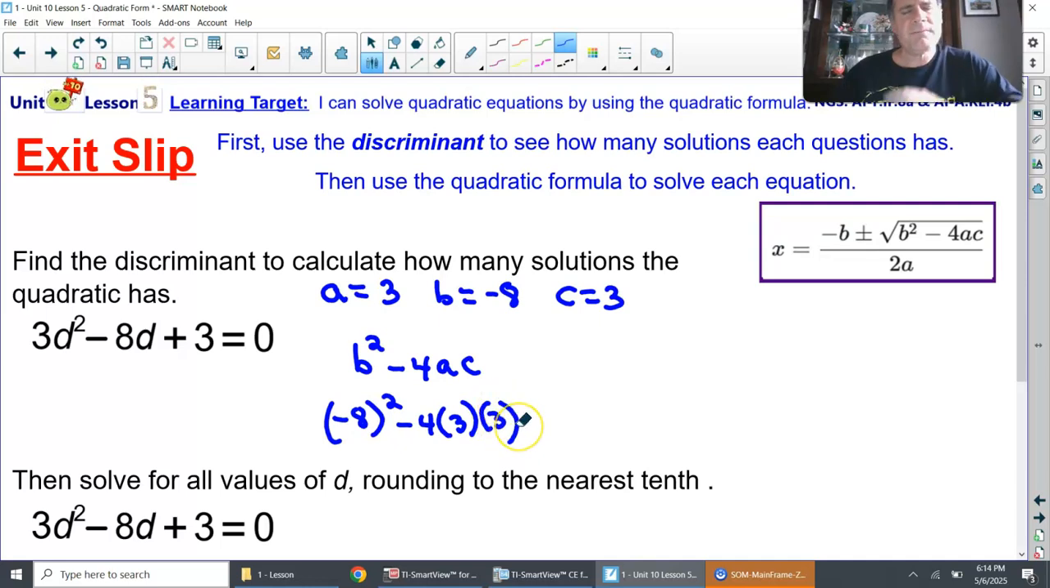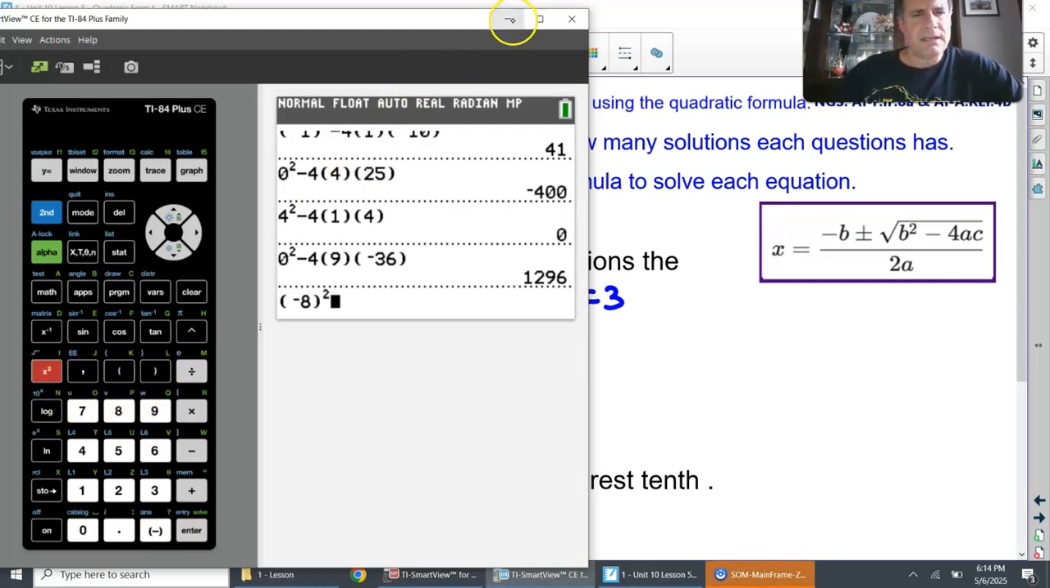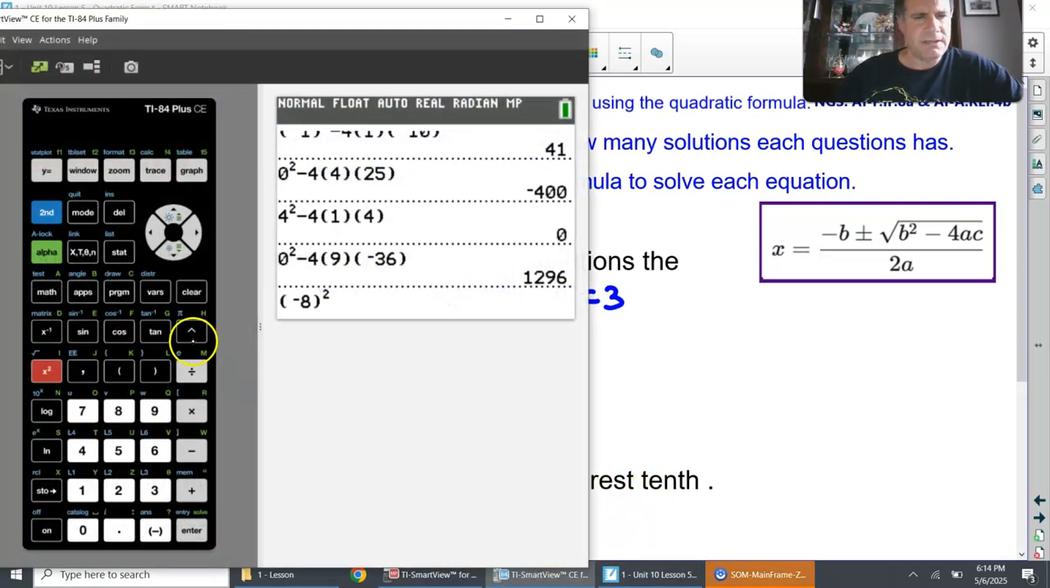Now just remember, when the result is greater than 0, you have two solutions. When it is 0, you have one solution. And when it is negative, there is no solution, because if it's negative, that means you can't take the square root of a negative. So that's the reason why. You just put this directly into the calculator: -8 squared, minus 4ac, so it's minus 4 times 3 times 3.